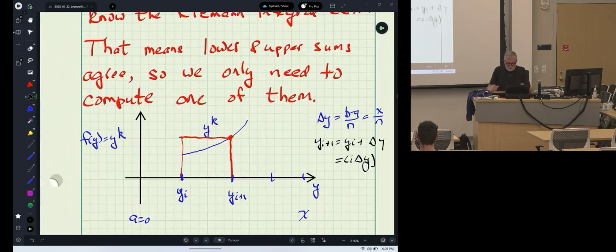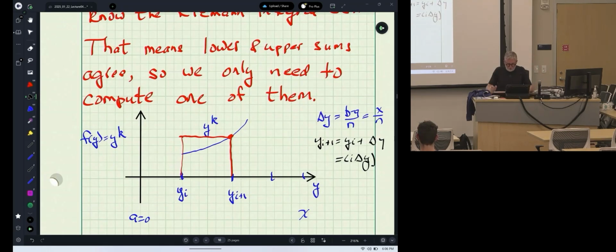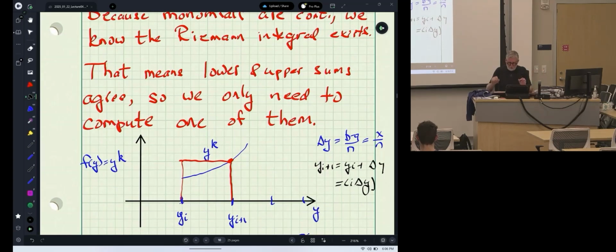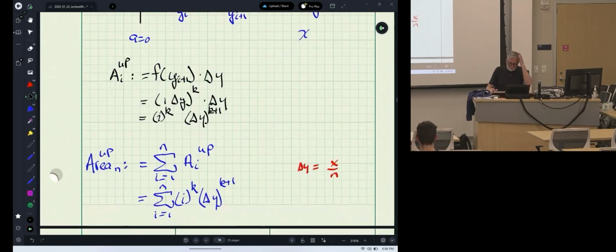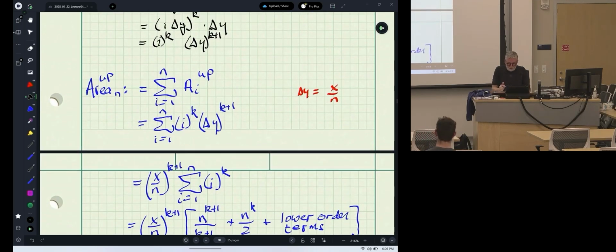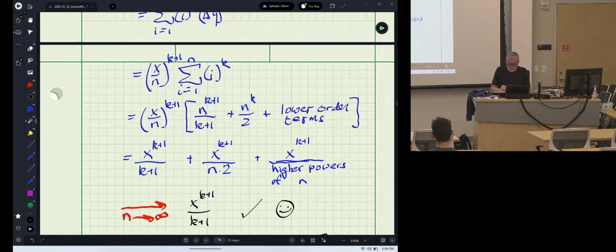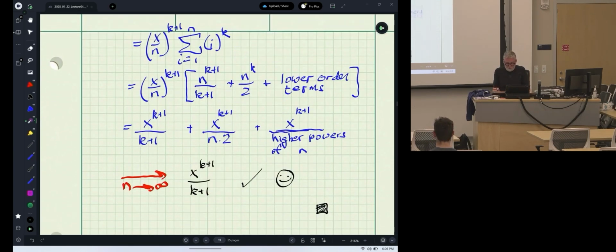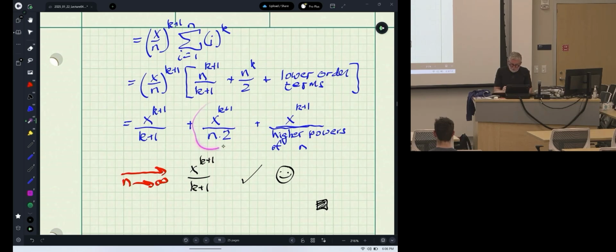Okay, so how do we get it? We use Riemann upper sums and lower sums. We use continuity to only have to compute one of them. We simply evaluate it, and for monomials, we end up having these indexes raised to power k, but we have a nice formula for that sum, and then we end up with terms that vanish as n goes to infinity, and further terms that vanish as n goes to infinity, and that gives us our final answer, x to the k plus 1 over k plus 1.